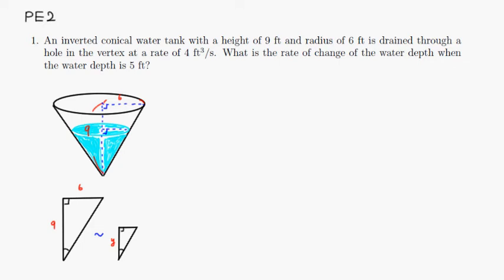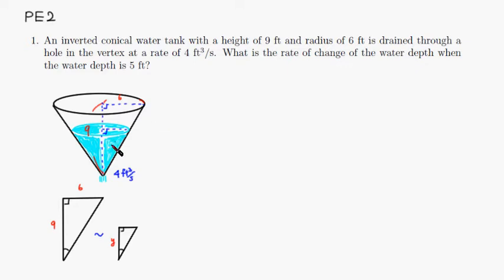Alright, let's look at practice exam 2, problem number 1. We have an inverted cone-shaped water tank with a height of 9 feet, and the radius of the top is 6 feet. It is drained through a hole in the vertex, so the water is coming out from the bottom, at the rate of 4 cubic feet per second.